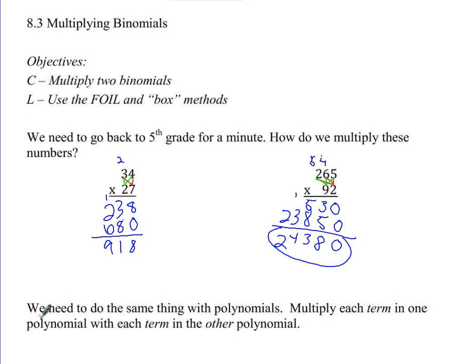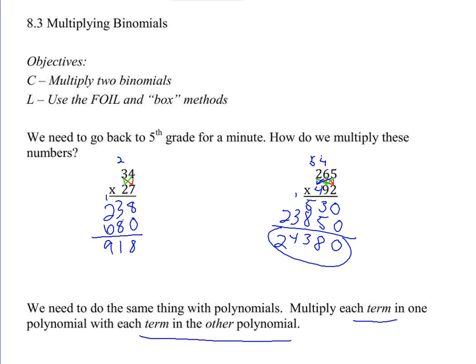Multiplying polynomials is exactly the same thing. If I had a third term here, like if I had a 4 sitting there, it was 492, then I would take that 4 and multiply it times that 5, multiply it times that 6, multiply it times that 2. Basically all you're just doing is distributing. It's basically the distributive property that you've been using since the 4th grade, and you didn't even know it. All right, so do the same thing with polynomials. Multiply each term in one polynomial with each term in the other polynomial. Just like we did back in the 4th grade with regular old numbers.